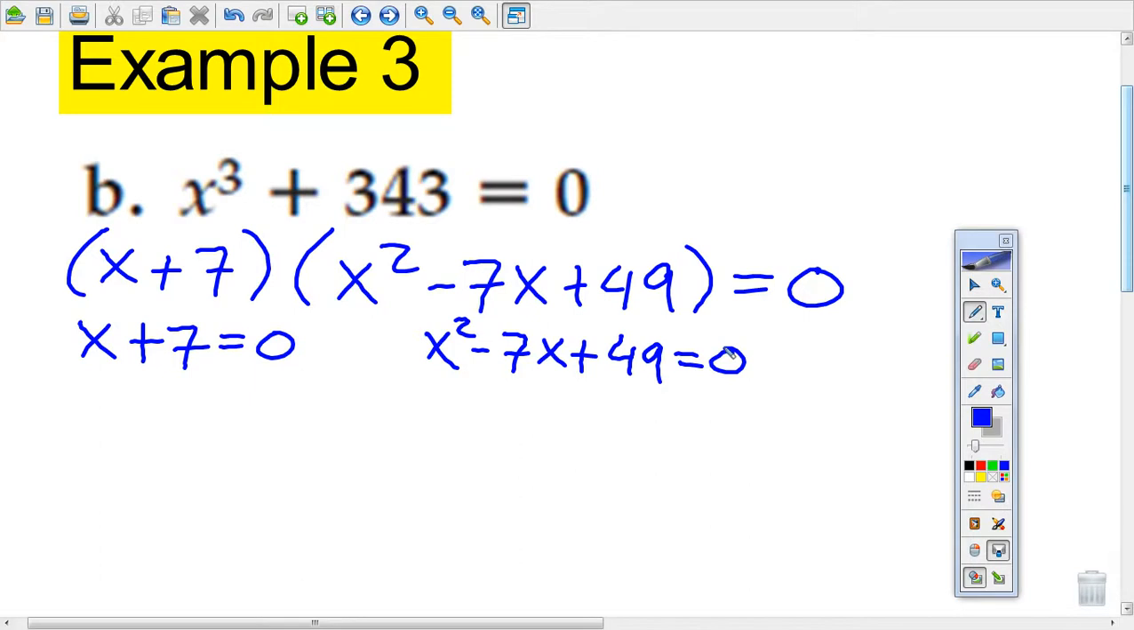So what's the solution we get on the left? That yields negative 7. On the right, we come up with 2 numbers that multiply to 49 that add to negative 7. 7 and 7 don't add to negative 7. 13 and 3 don't multiply to 49. Maybe $10 to figure it out.